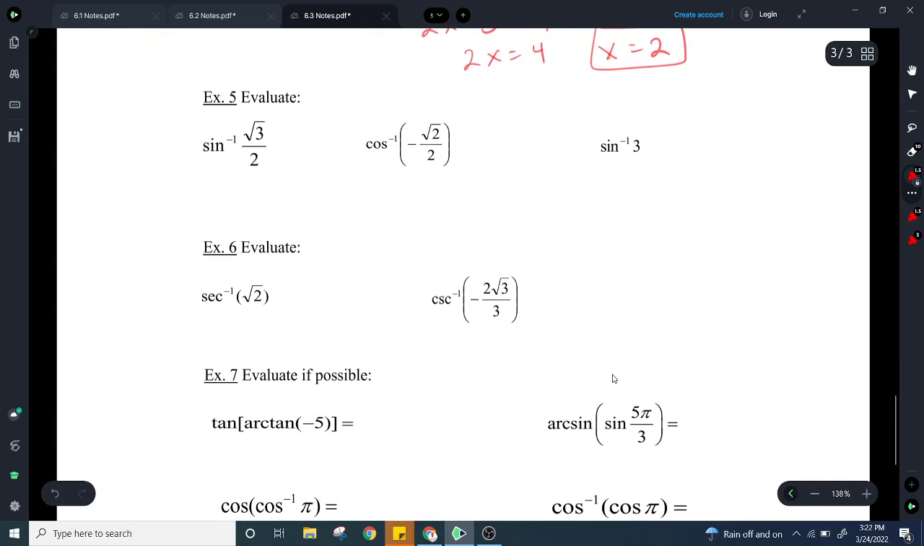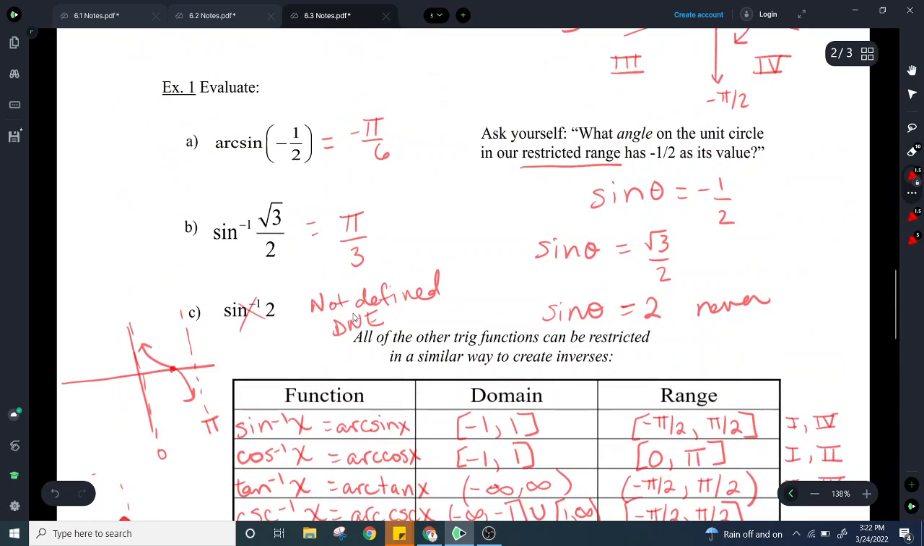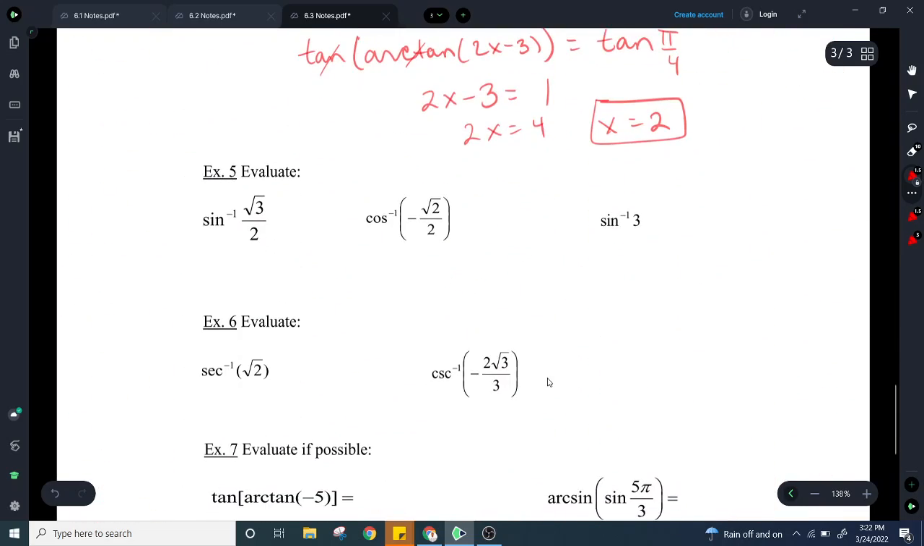Okay, number 5, let's evaluate each of these. Arc sine of √3/2. I think we actually did this one earlier. Arc sine of √3/2, that would be in the first quadrant because sine is positive. Basically, if these are positive, you're in the first quadrant. It has to be based on the ranges. And that would be where sine equals √3/2, which would be at the pi/3 value.